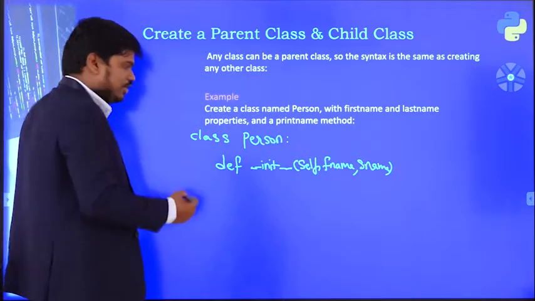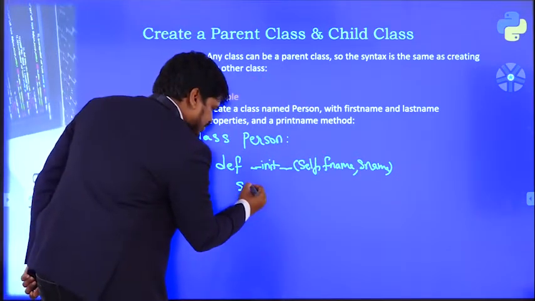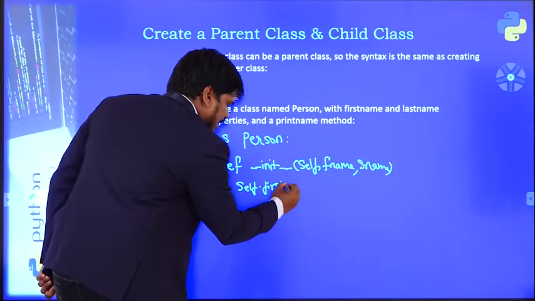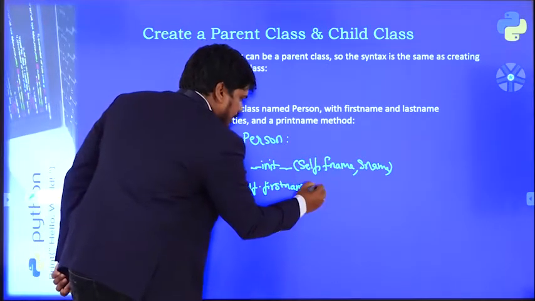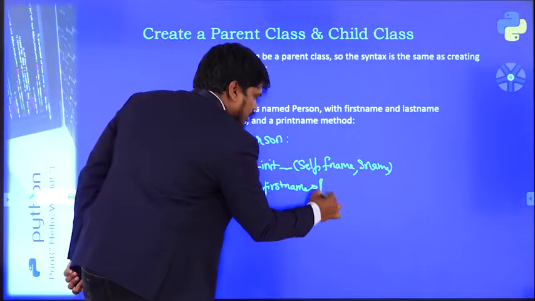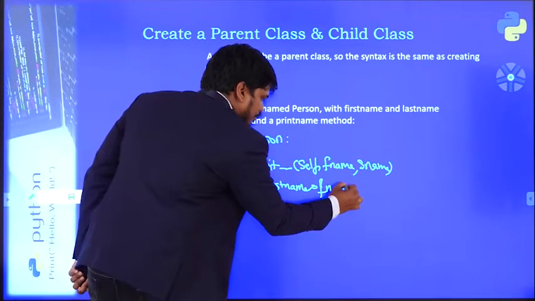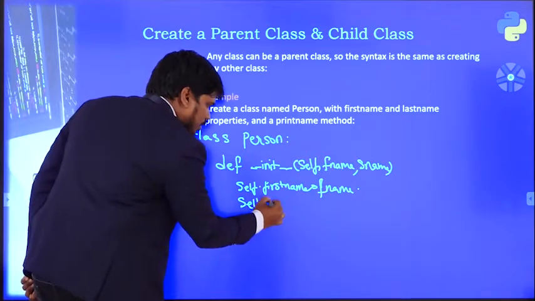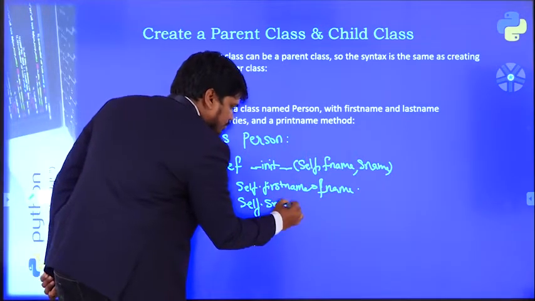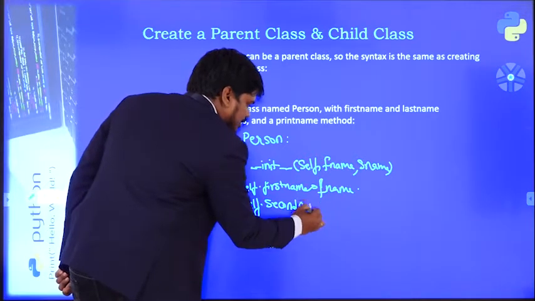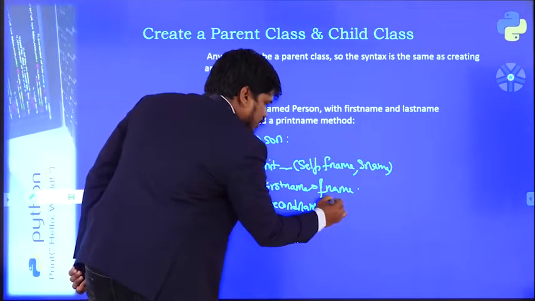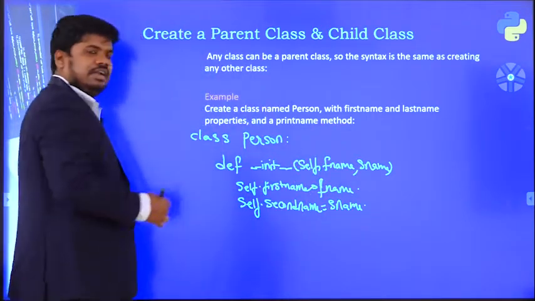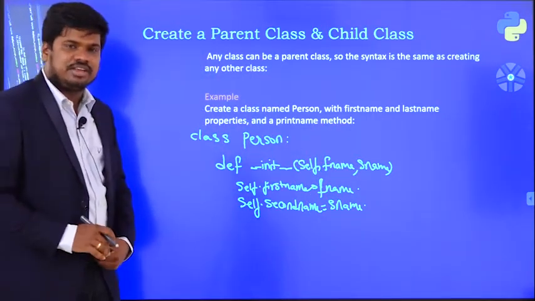So next what I have to do: self dot first name is equal to fname, and self dot second name is equal to sname. I'm done with it. Writing a constructor is done.